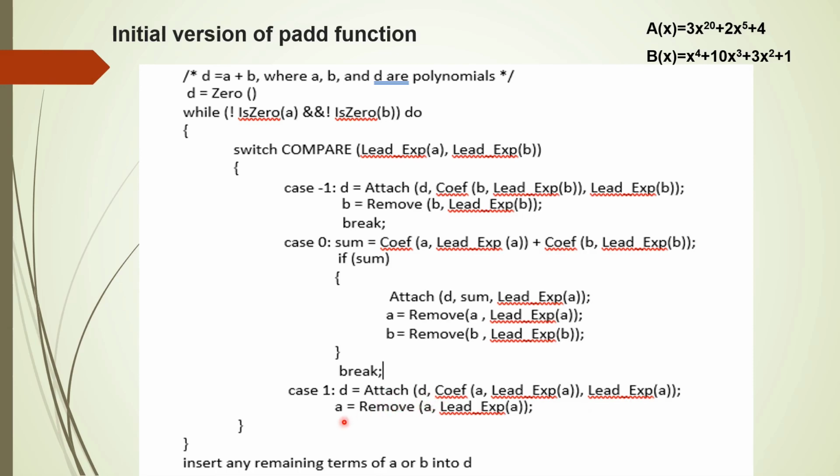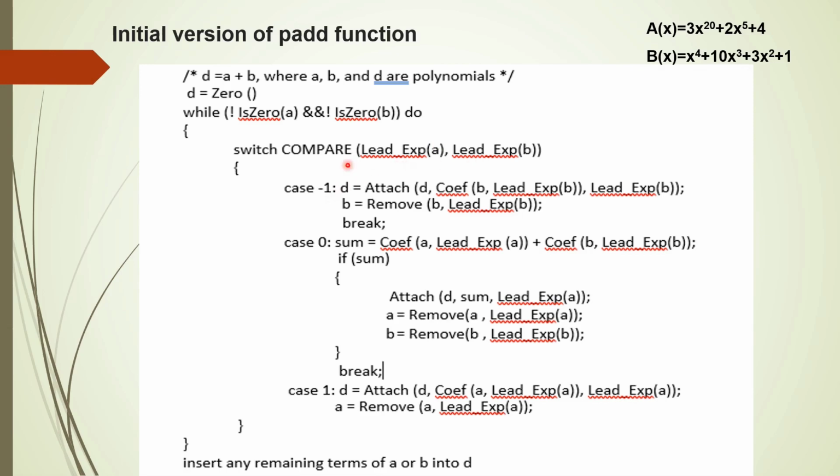Then after adding the term, you have to remove the term. So a is equal to remove, that is, the term from the polynomial a will get updated. For the next iteration, there will be only 2 terms. So again it will go back to the while loop, and again it will check whether any polynomial has become 0. No. So it will go to the switch statement and compare the leading exponents. Now the leading exponent of a becomes 5 because this term is removed. The leading exponent of a becomes 5, and the leading exponent of b is still 4.